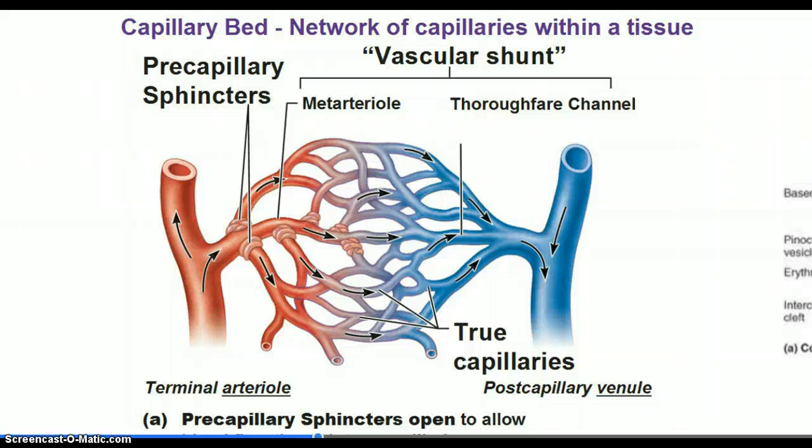So here is a capillary bed. And as you can see, here's a meta-arteriole, and your capillaries will branch off of that meta-arteriole. The thoroughfare channel, as it's called, is basically the anastomosis with the true capillaries. There are precapillary sphincters, which allow blood to flow through true capillaries.